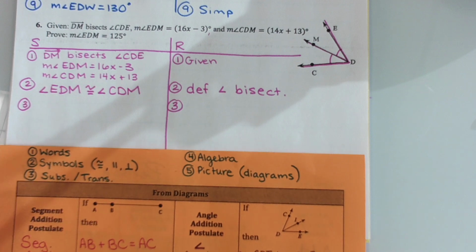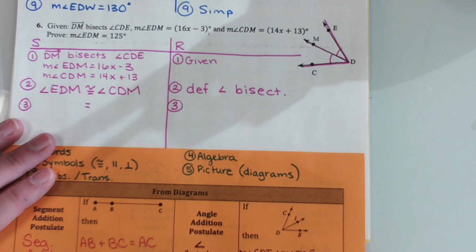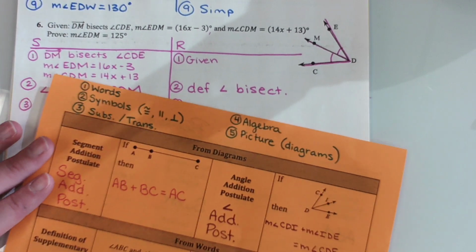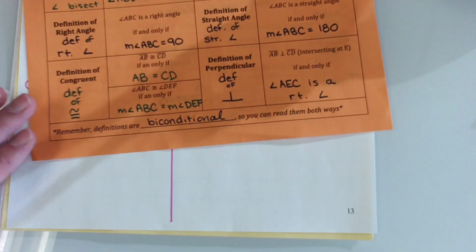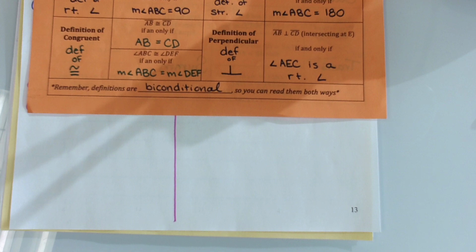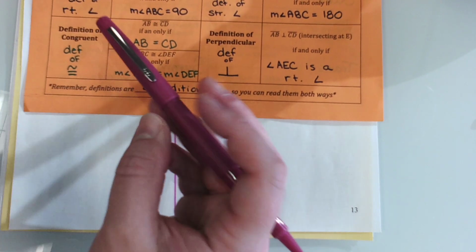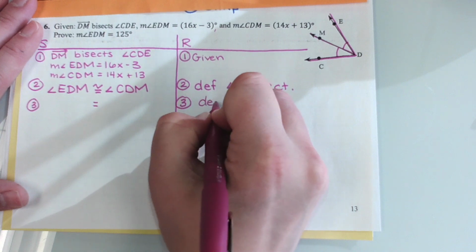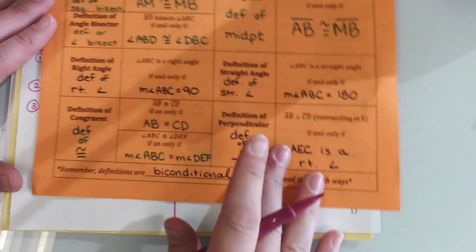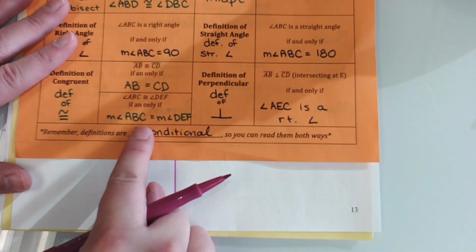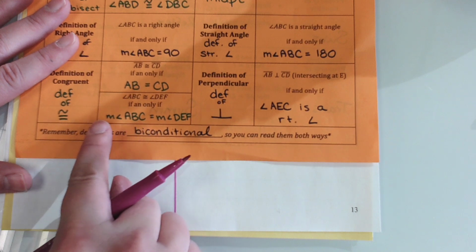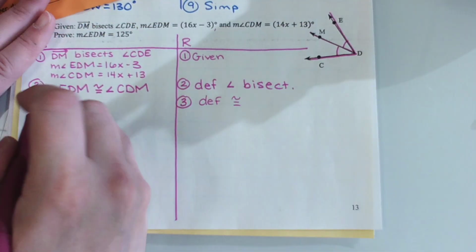I could change it into an equals. What property allows me to do that? Or what definition? That's what congruent means. So it's the definition of congruent. Keeping in mind, when I go from a congruent symbol to an equal sign with angles, I need the M's.